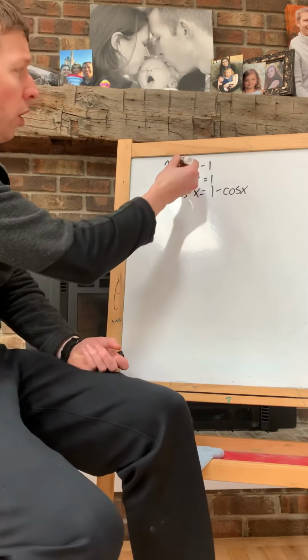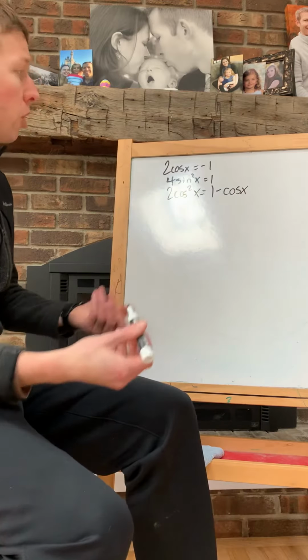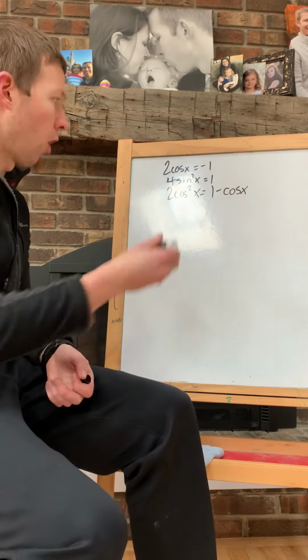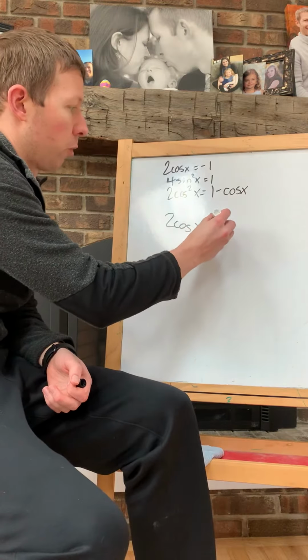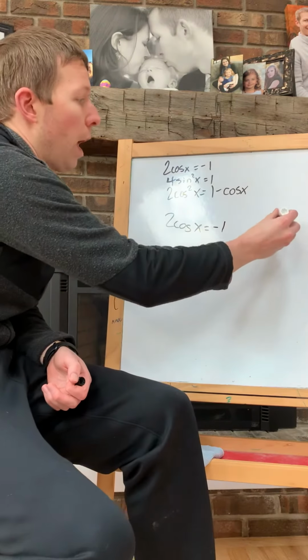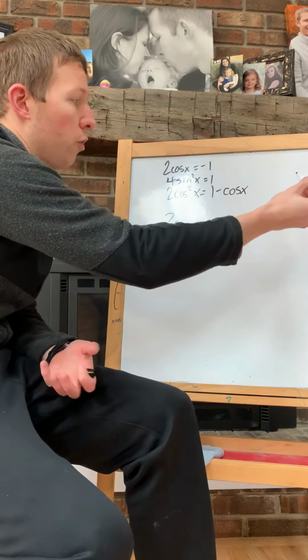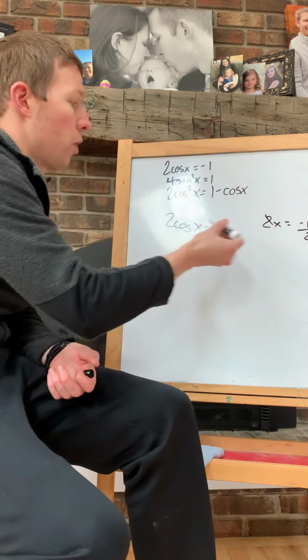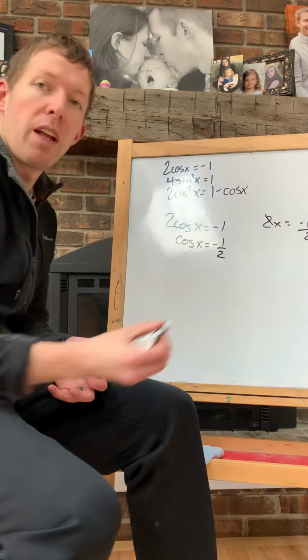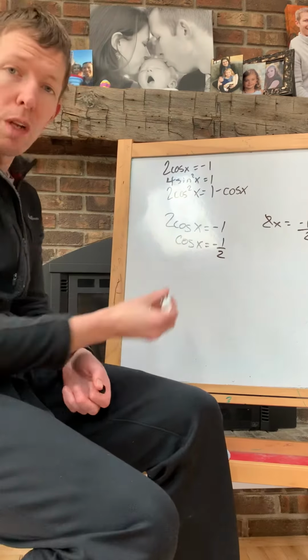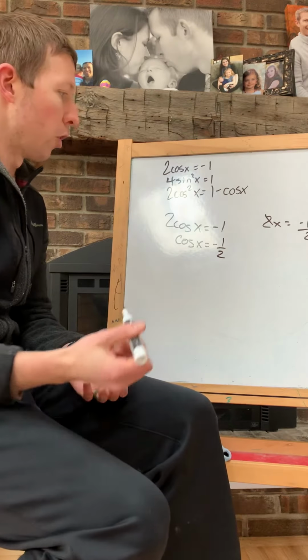Well, if this was 2x equals -1, all you would do is divide by 2. So we do the same thing here, and we get cosine of x equals -1/2. And this, we've seen before. This is a value from our unit circle.